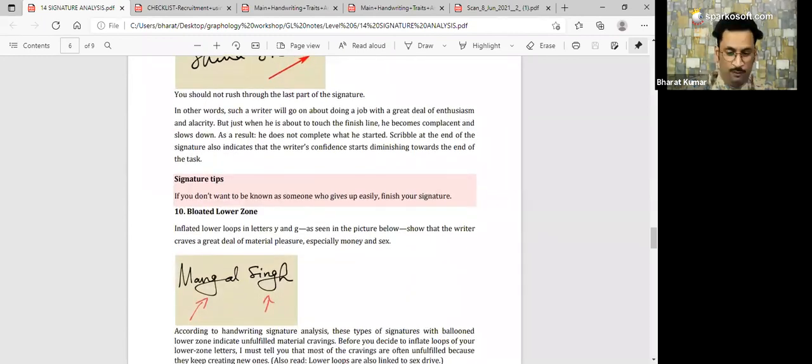Bloated lower jaw. Find out how many of you have this. Everyone try to find out if you have a bloated lower jaw. I have seen just now.